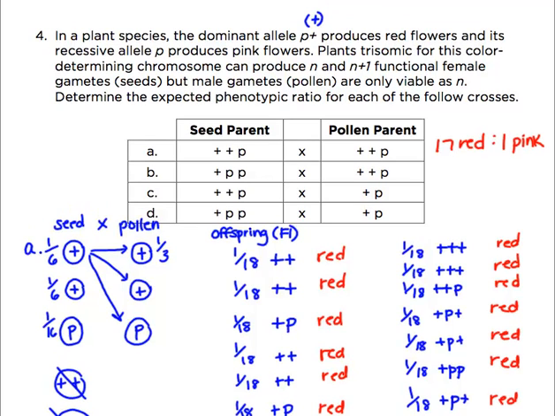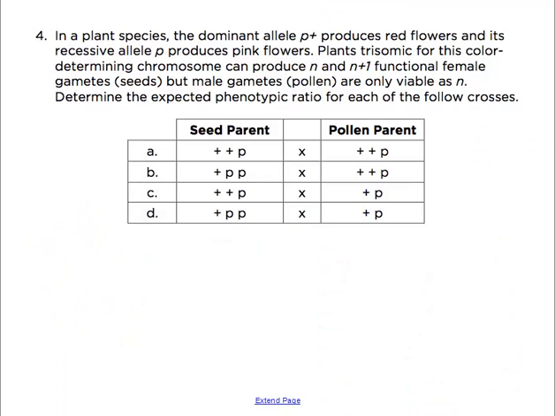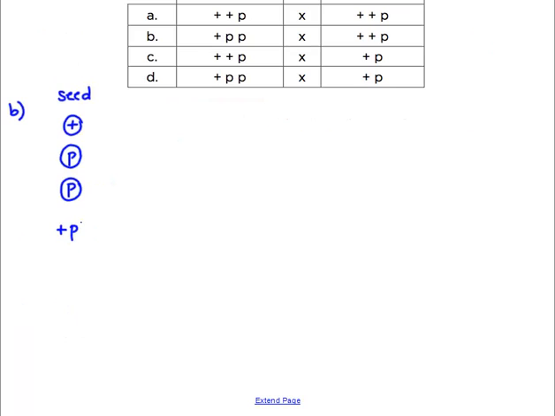Okay? Now let's look at cross B. So cross B, the seed gametes, remember, can be n or n plus 1. So it can be plus, plus, P, P, plus this first P, plus the second P, and P, P. So all of these have a 1/6 chance of occurring. And then the pollen is only viable as n, so this will be plus, plus, or P.